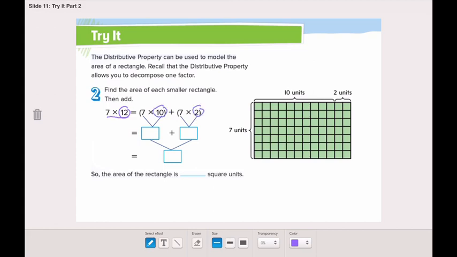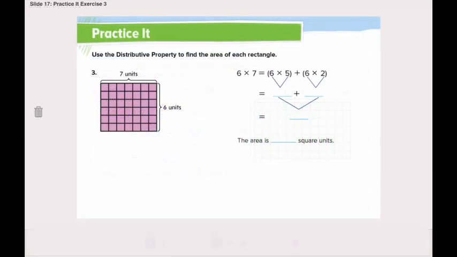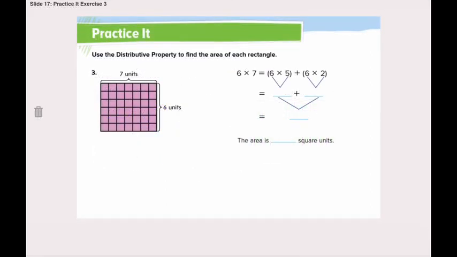What is 7 multiplied by 10? 70. Plus, what is 7 multiplied by 2? 14. 70 plus 14 is 84. So the area of the rectangle is 84 square units. Now let's practice it together. In this page, page 793, I will be doing with you questions 3 and 5, and you have to do questions 4 and 6 by yourself and send it to me on Class Dojo.